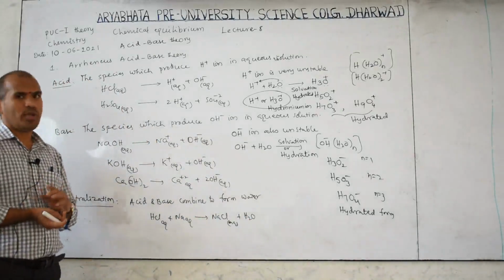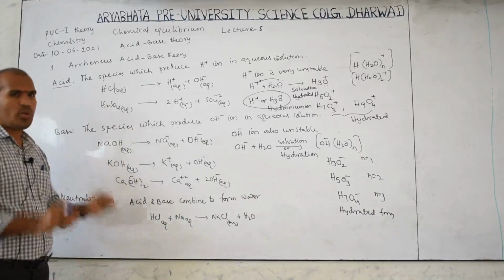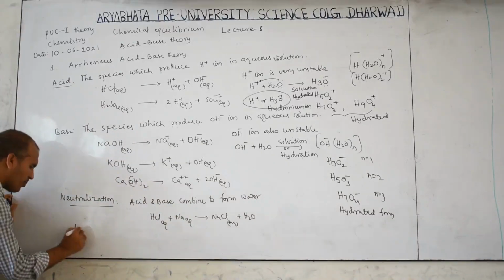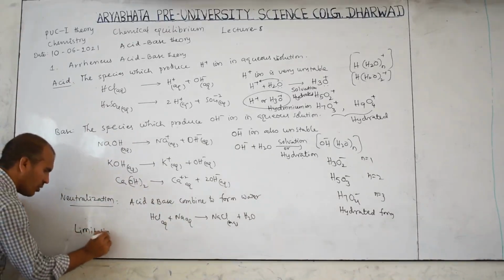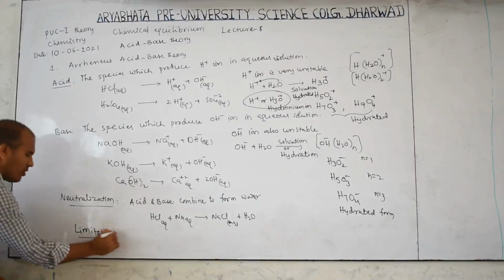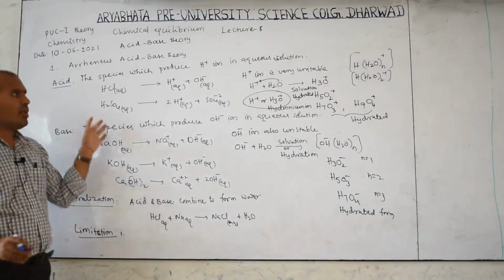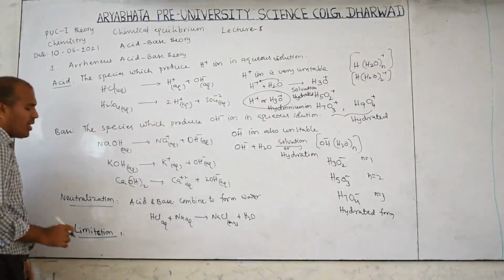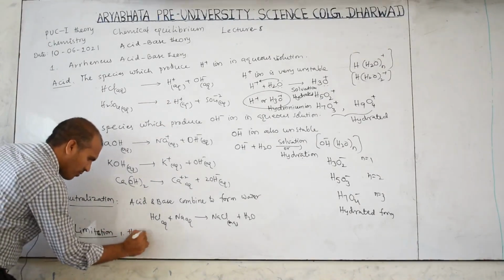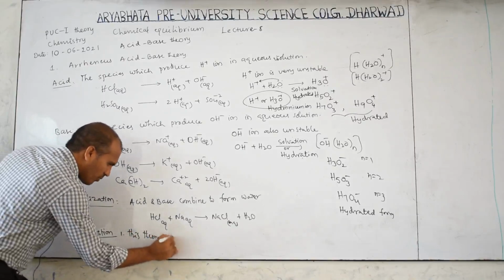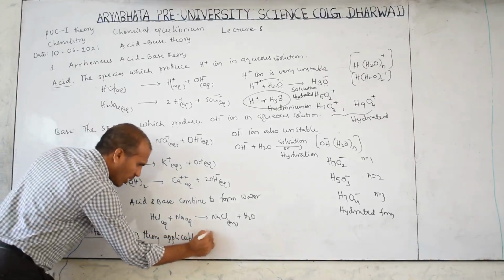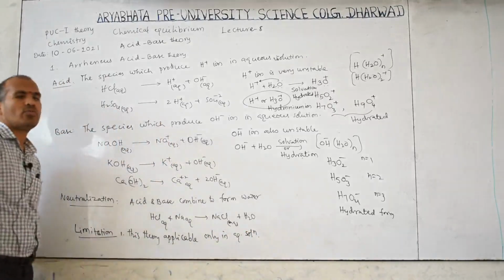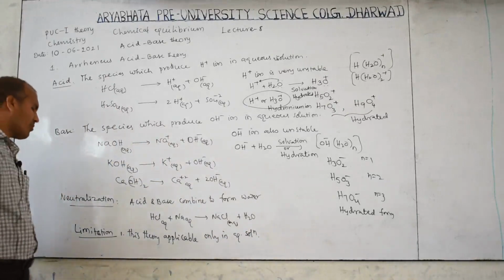Now according to this theory we know acid, base, and neutralization reaction, but what is the limitation? Limitation means drawback. Limitation of Arrhenius theory. First, this theory is applicable in aqueous solution only. If any other solvent is given, it is not applicable. Therefore it is one of the main drawbacks of this theory.